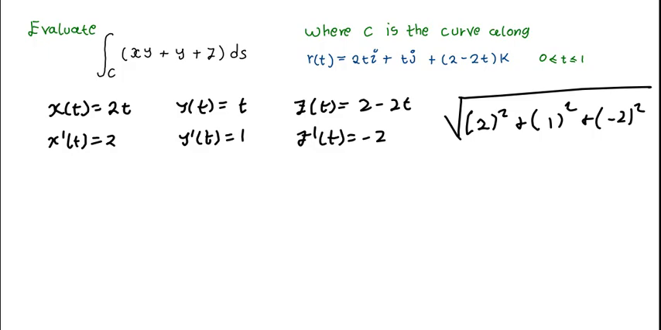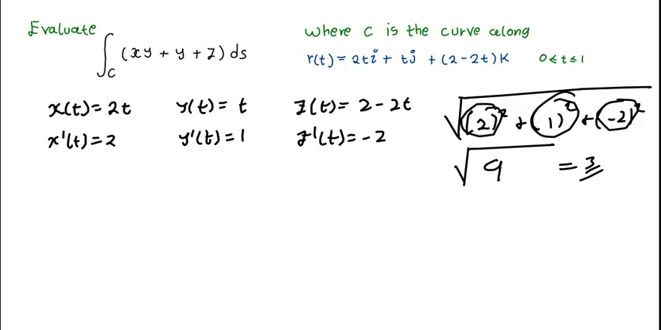What do we end up with? That's going to be a 4, then this here gives us a 1, so 4 plus 1 plus 4 gives us a 9. We end up with a 3. Okay, so it simply means to evaluate this. We're evaluating from 0 to 1. I'm just using this interval that I'm given there, evaluating from 0 to 1.